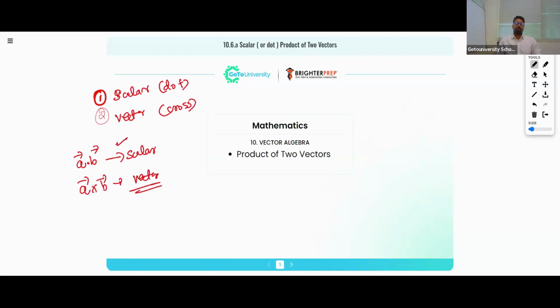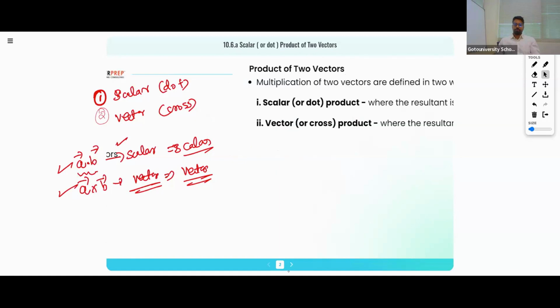In the scalar multiplication, the product results in a scalar. That's why it's called scalar multiplication. In the case of vector multiplication, the product results in a vector. That's why it's called vector multiplication. Another name for this is dot product, and another name for vector multiplication is cross product. Let's see what it is in detail. We'll start with the dot product first.